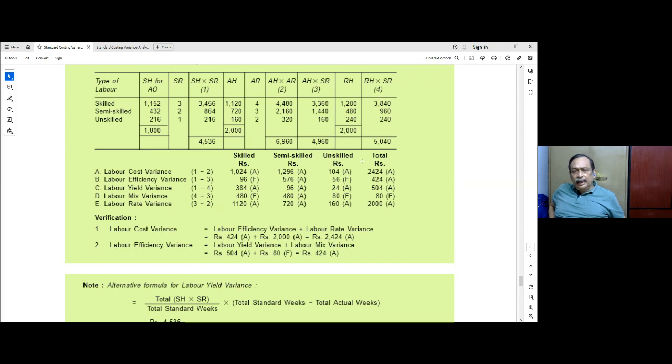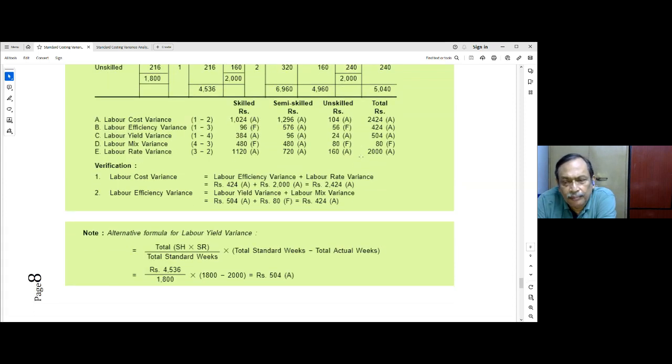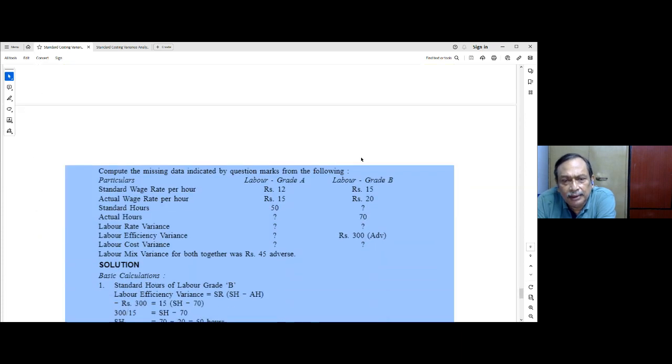Then labor efficiency variance is equal to labor yield variance plus labor mix variance. That is rupees 504 adverse plus 80 favorable. So total labor efficiency variance is 424 adverse. That we have calculated in the calculation, that labor efficiency variance total, it is 424 adverse. Hope you have understood.